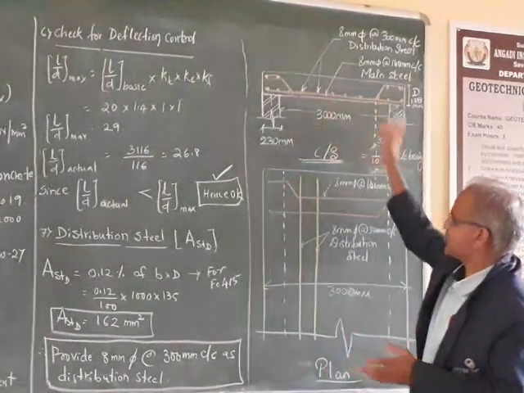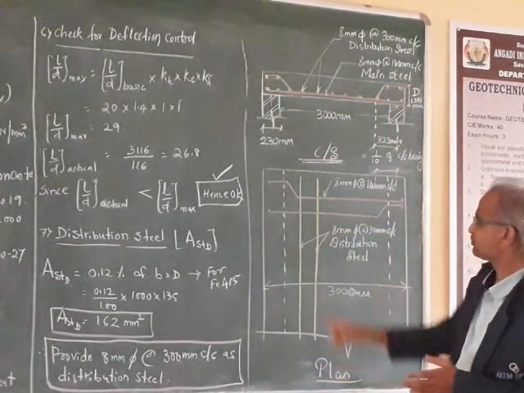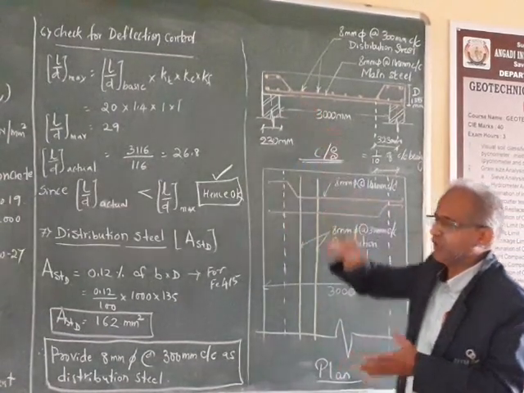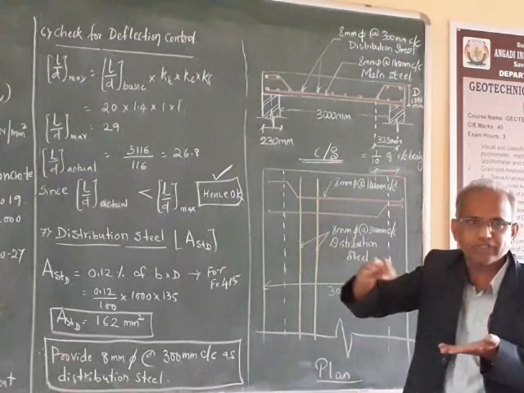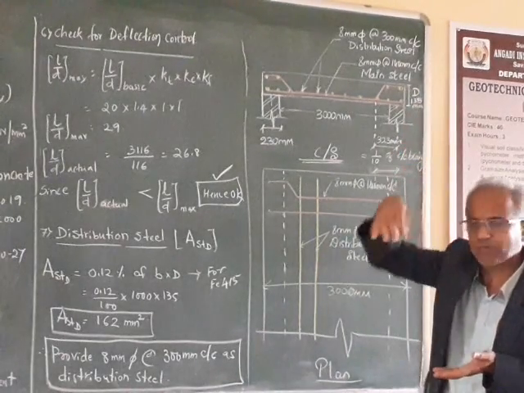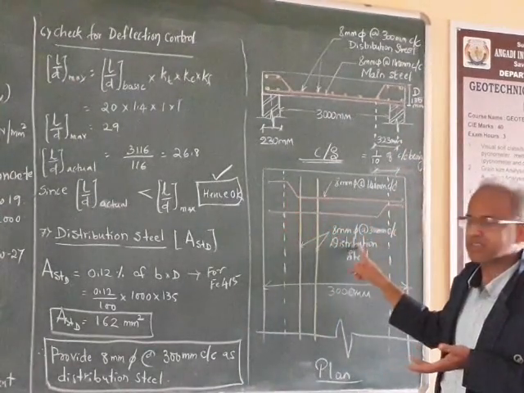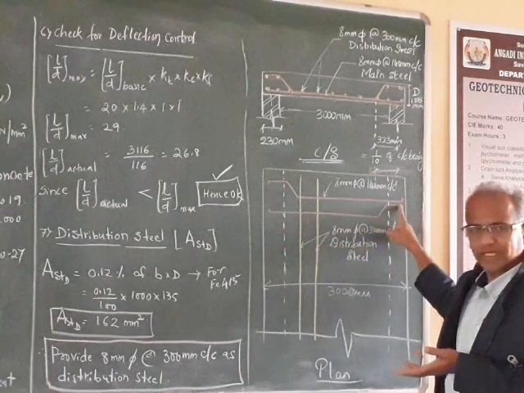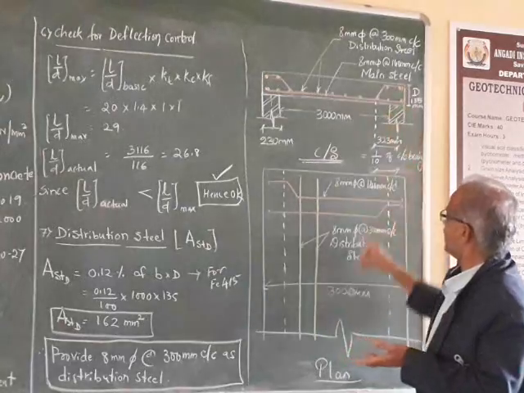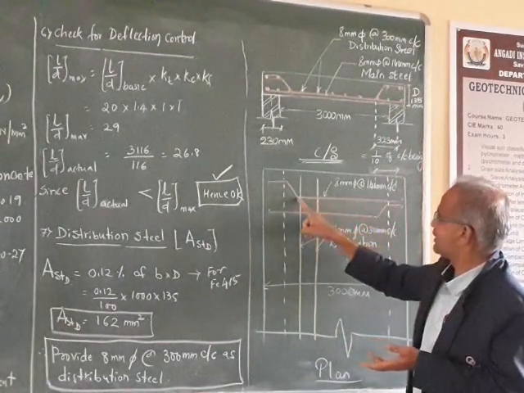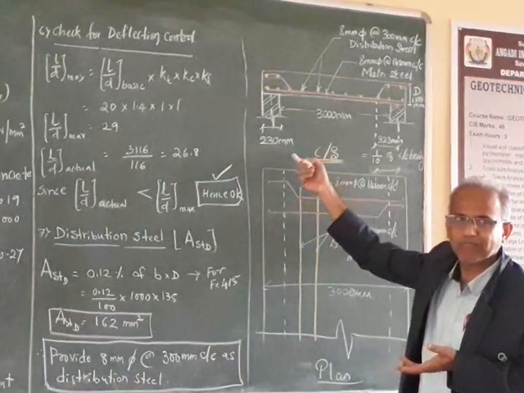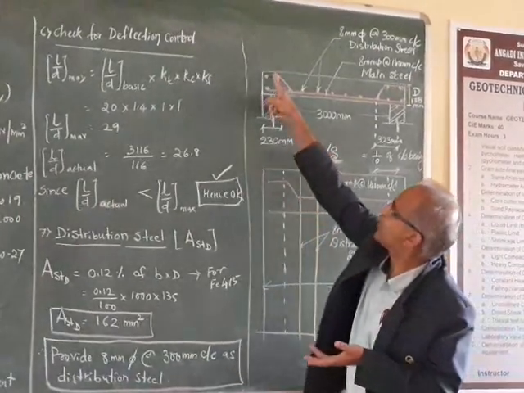So this is the cross section. This is a plan. See here. Now see this main bar. If you cut the slab horizontally and see from the top, what are you going to see? You are going to see this. One bar is bent at this side near this support, and the next bar is bent at this support. So alternate bars are bent and taken at the top.